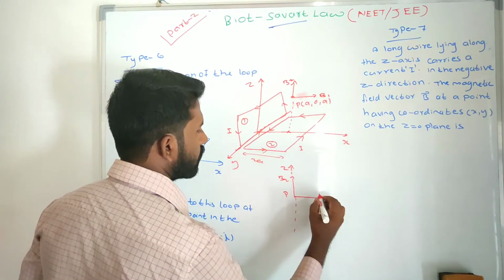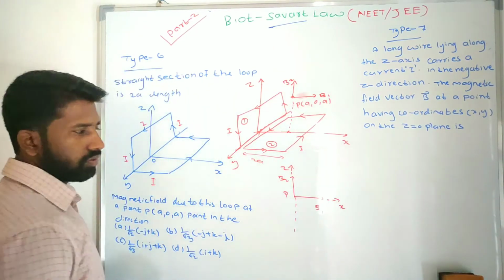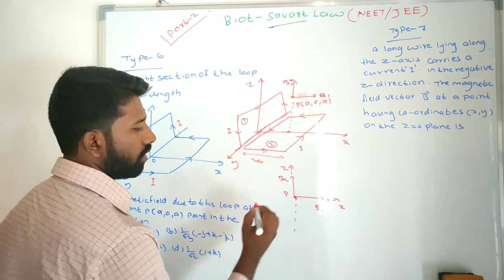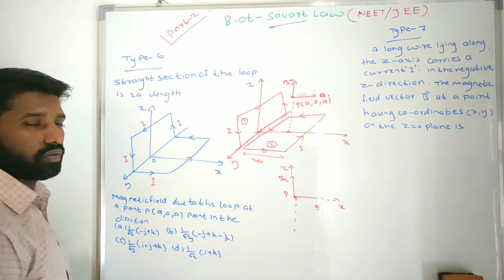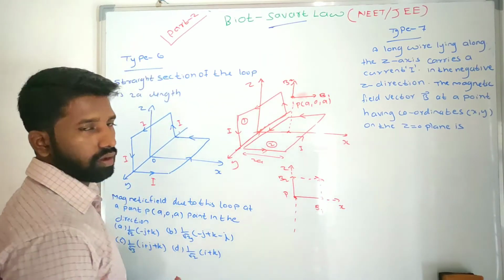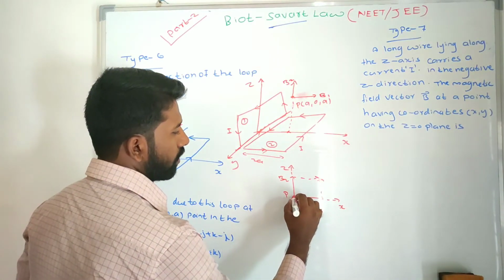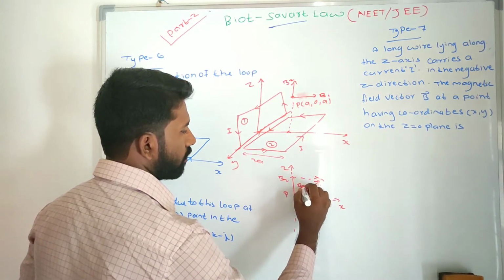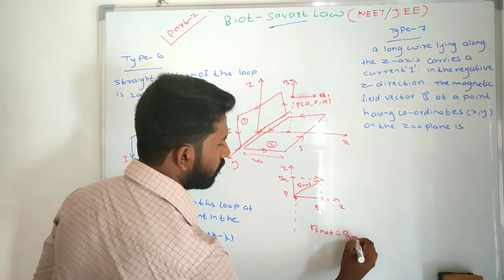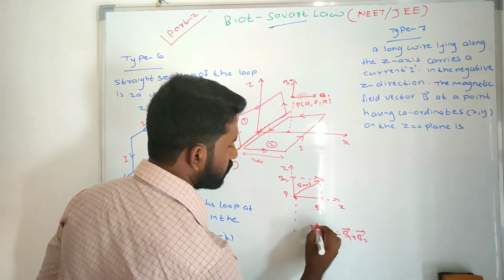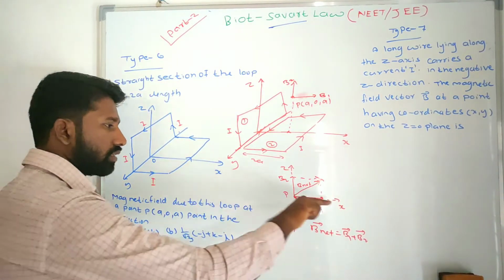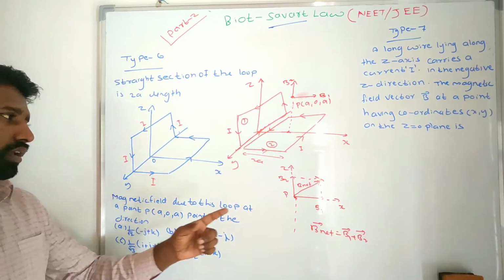This is the Z axis and this is the X axis. These two vectors are acting in two different directions, so the net magnetic field can be found using the parallelogram law of vector addition. Based on this law, the diagonal of the parallelogram is the net magnetic field. So B net is equal to B1 vector plus B2 vector. B1 vector is along the X axis, and B2 vector is along the Z axis.